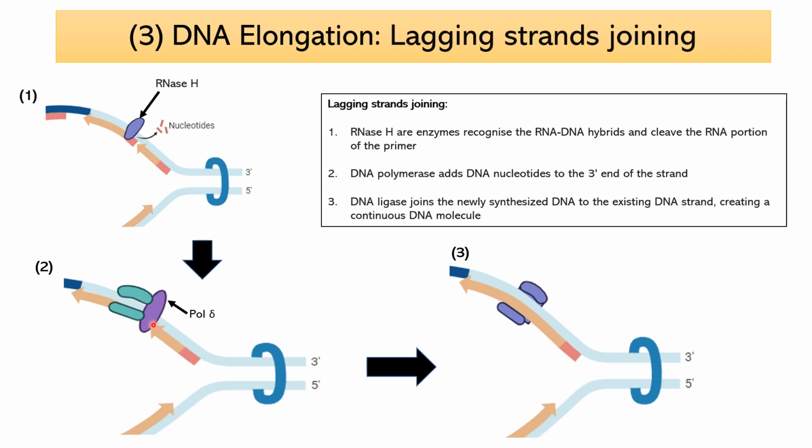Once that small DNA was made, this strand will be joined to that strand, and the newly synthesized DNA will be joined together using an enzyme called DNA ligase. DNA ligase is responsible for making this continuous strand that used to be two Okazaki fragments. These are the three main stages of getting a continuous lagging strand after the formation of Okazaki fragments.